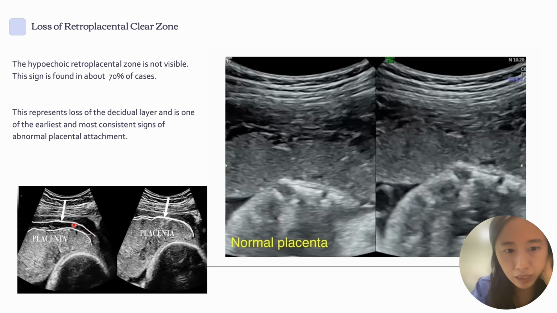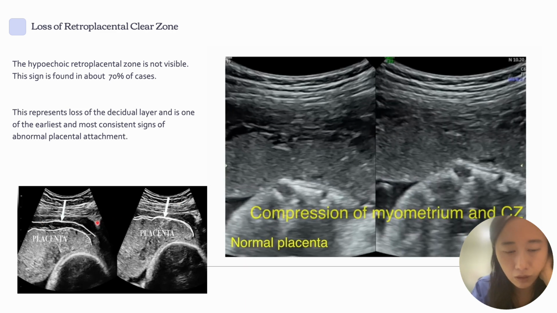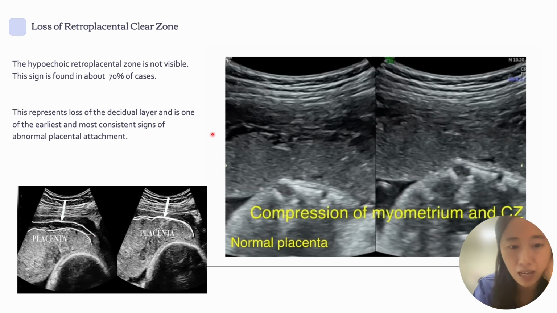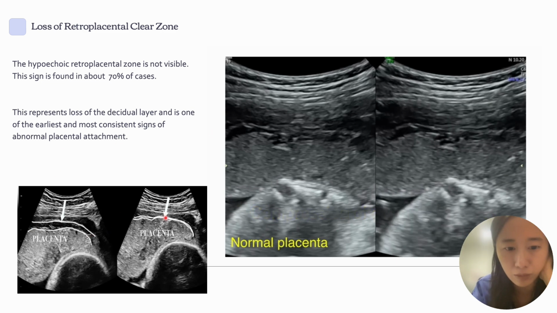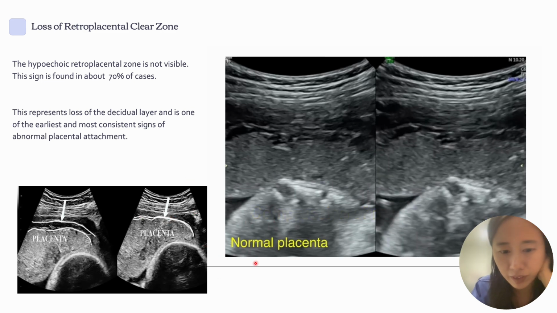And if it is not seen, then it's suspicious of PAS. This loss of the black area is found in 70% of PAS. It's the loss of the decidual layer, and it's the earliest and most consistent sign of abnormal placental attachment, like the placenta attached directly into the myometrium. Let's play some video.